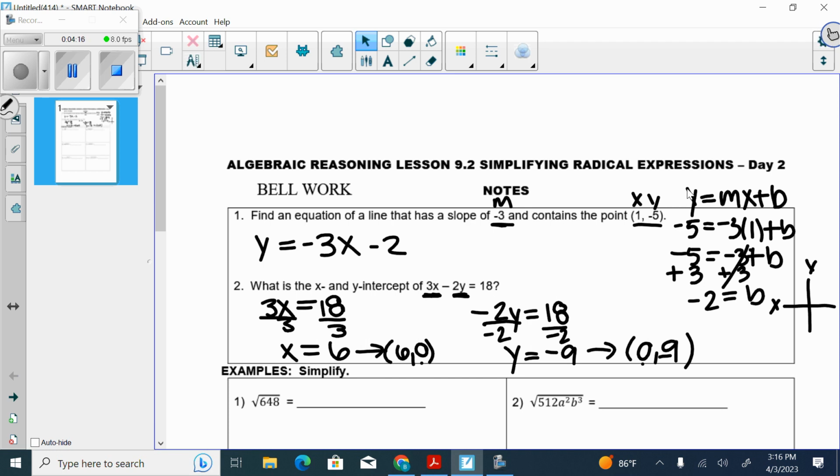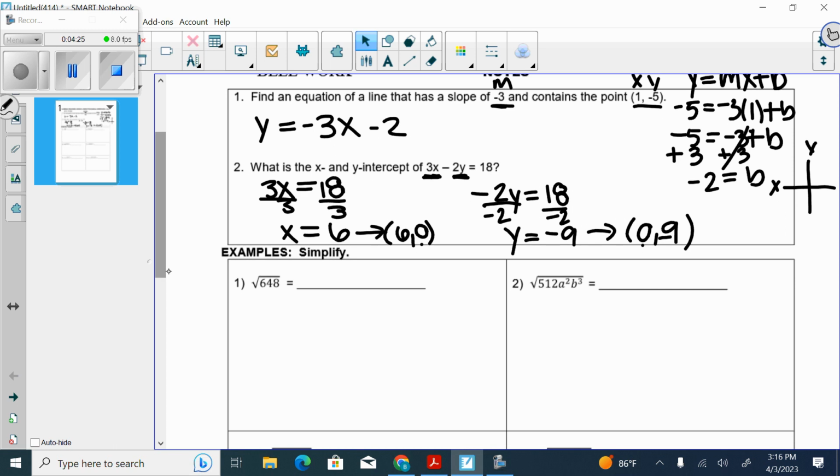Okay. So now back to simplifying our square root. They give us a few questions to warm up with. The first one they give us is the square root of 648. Is there a perfect square root of 648? No. So we're going to have to break it down ourselves.